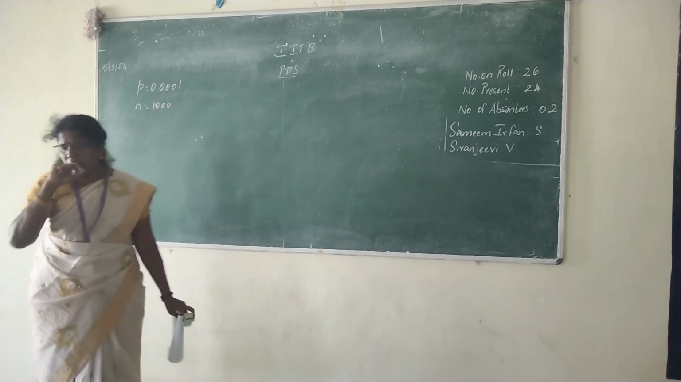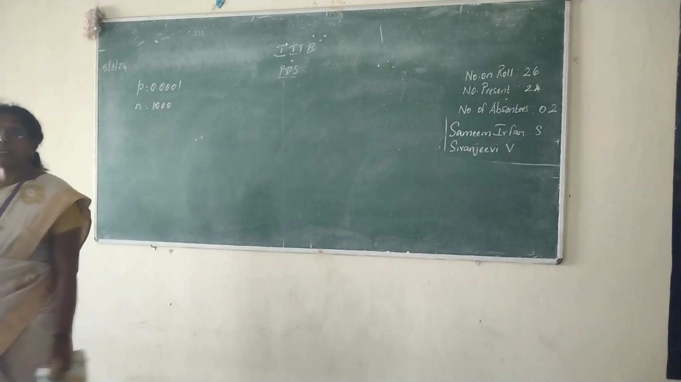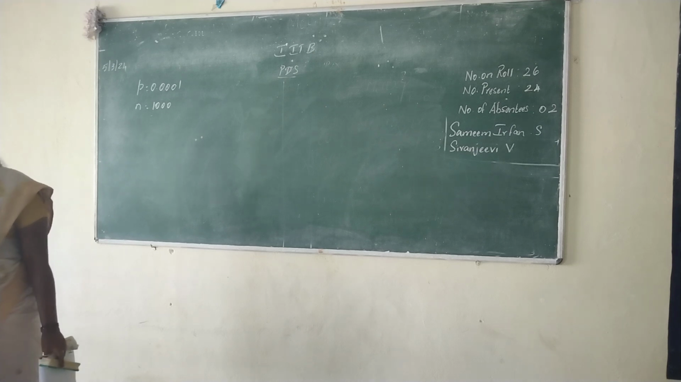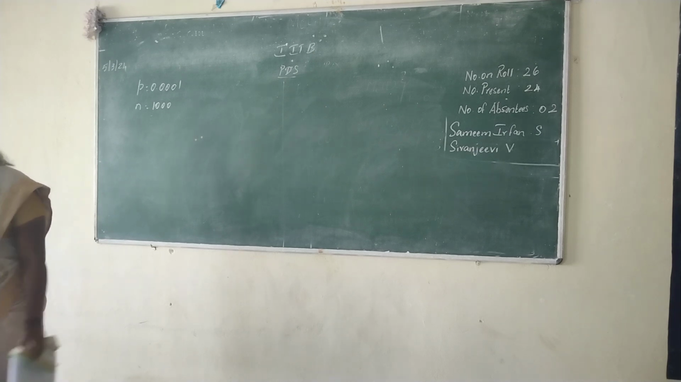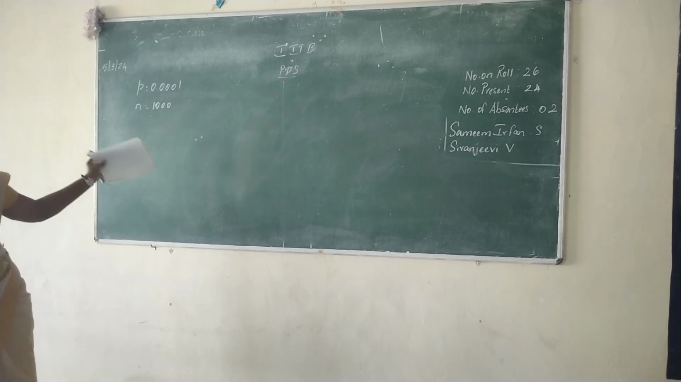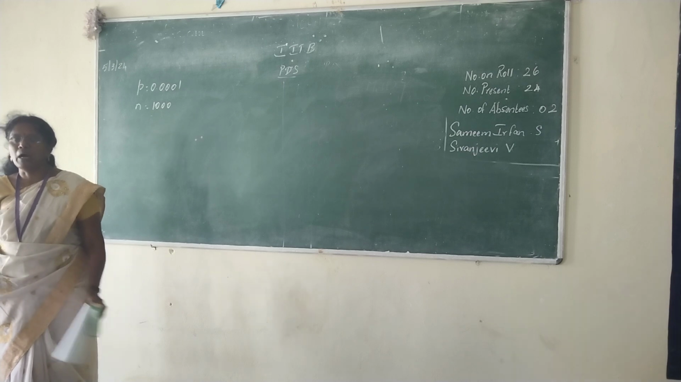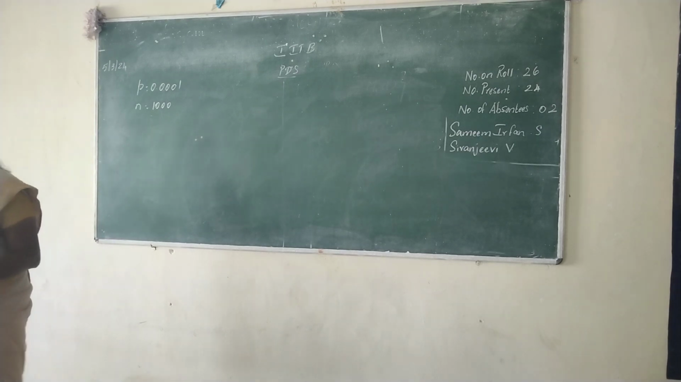X denotes the number of accidents. So small p will be equal to the probability of an accident. What is the chance of an accident? 0.001. So that will be our p value. So write small p equal to 0.001. Now tell me, by which distribution can you solve it?